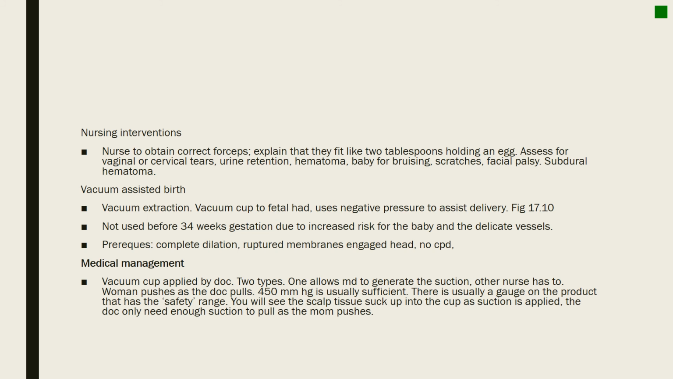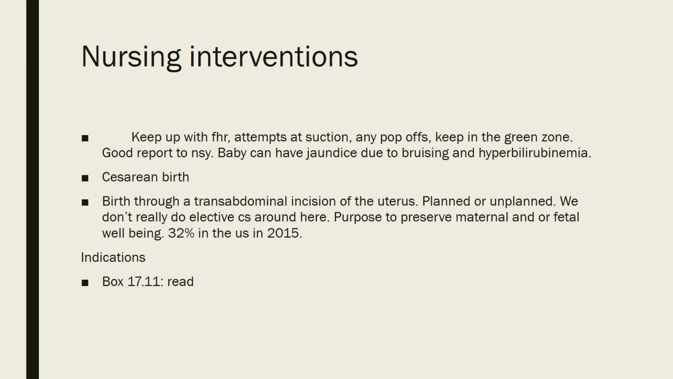There's two different kinds. One, the doctor can control the suction himself. The other one, the nurse has to control that suction. So what happens is the doctor will put the cup on the baby's head. The nurse will suction it just enough for it to hold on, just a couple of little cranks, and it holds on real well. Once there's a contraction or he wants to pull, then you will increase that suction to about 450. There's usually a meter that has green and red, and we want to stay in the green section as well. You're going to see a baby with more molding with this and more of a cone head than usual.